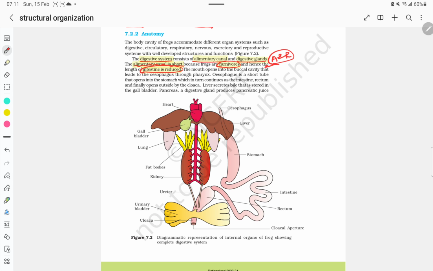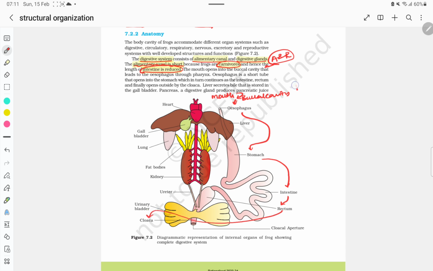Very frequently asked question it is. And coming to the sequence of the canal. So first starts with mouth. Mouth enters into buccal cavity. Buccal cavity enters into esophagus. Esophagus to stomach. Stomach to intestine. Intestine to rectum, and then rectum to cloaca. Cloaca.